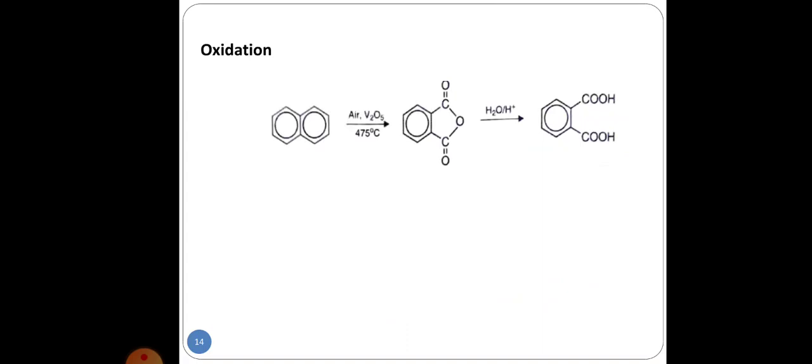Coming to the oxidation. This is the reaction for oxidation. Naphthalene is much more easily oxidized compared to benzene. By using chromium trioxide in acetic acid at room temperature, naphthalene undergoes oxidation to give 1,4-naphthaquinone.